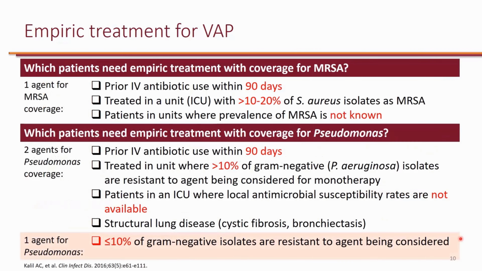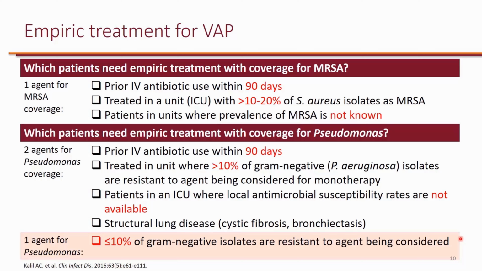Generally speaking, both MRSA and Pseudomonas are organisms that originate from the healthcare settings. So patients who have received prior IV antibiotics in the past 3 months or 90 days need to receive one agent that has coverage for MRSA, so typically vancomycin. Also, patients with VAP who are being treated in the ICUs where the prevalence of MRSA is more than 10 to 20%, or if the prevalence of MRSA is not known, these patients need to receive one agent that is active for MRSA.